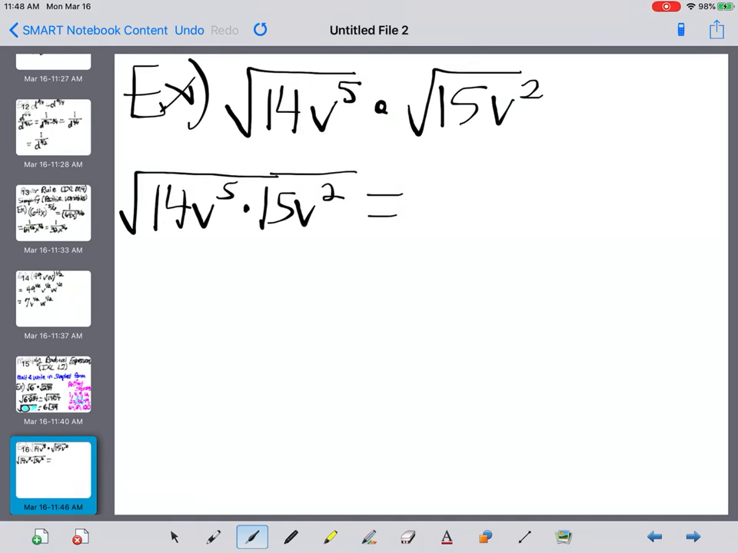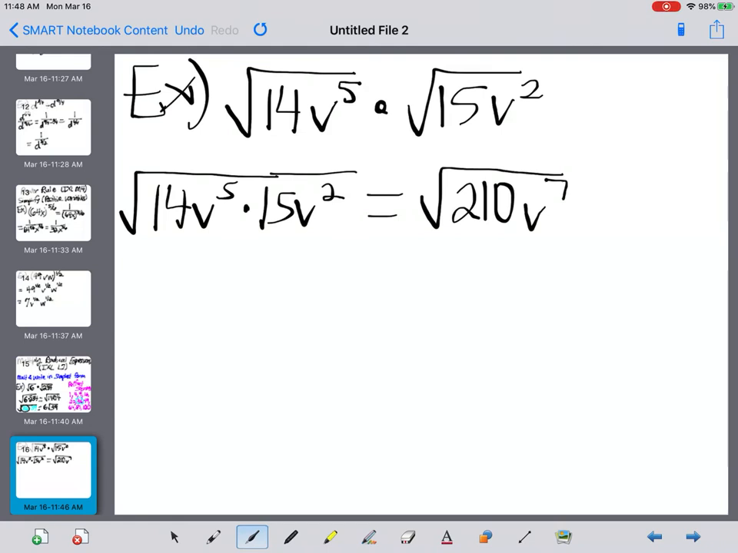So that gives me 210. So we're going to have the square root of 210. Now, if you go back to when we did M2, when we multiplied rational exponents, I know that if I'm multiplying the same base, my base is v, so I would add my exponents. So 5 plus 2 is going to be 7, so I'm going to have v to the 7th. We're basically just using those properties of exponent rules.